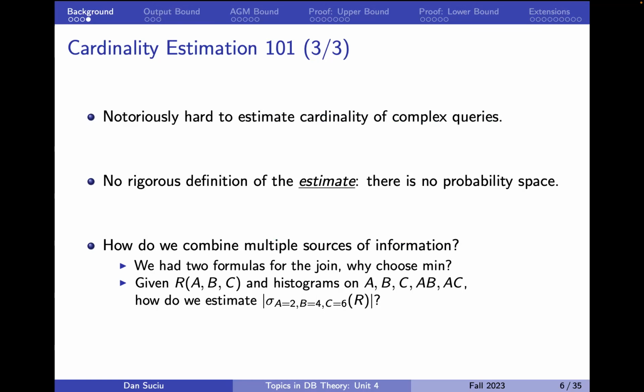Okay, but there is nothing controversial here. So cardinality estimation is notoriously hard. I would also claim that there is no rigorous definition of the estimate.